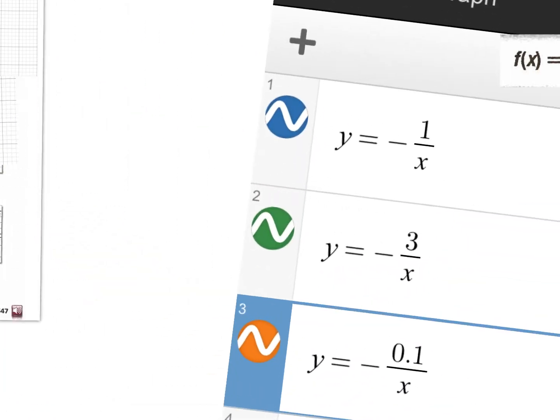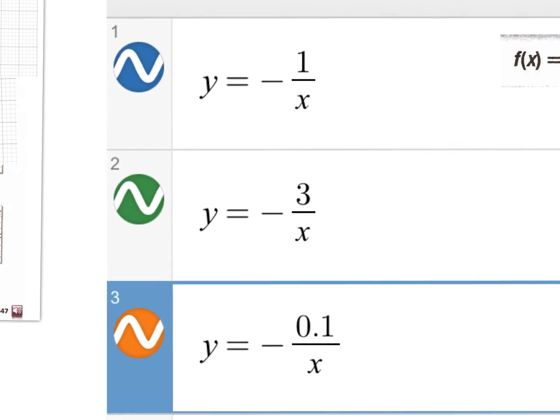And also, I want you to check this out. This negative 1 is going to cause a reflection that I was just talking about. When you have a negative 3, it's not only a reflection, but it's also a vertical stretch by 3. And right here, it's a reflection, and since it's a value less than 1, is that a vertical stretch? That's a vertical compression, right? Of 1/10 or of 0.1.